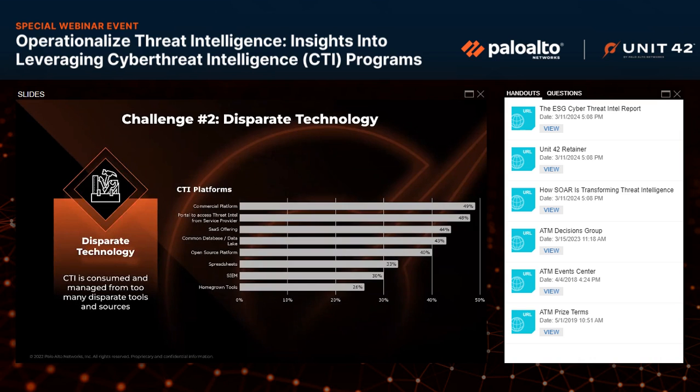The second thing we want to talk about is the amount of disparate technologies associated with the consumption of cyber threat intelligence, the management of cyber threat intelligence, and the dissemination of cyber threat intelligence. There's a large amount of varying technology platforms that are used by organizations, from large scale commercial platforms to just homegrown tools that are built by CTI organizations with small groups doing tooling.